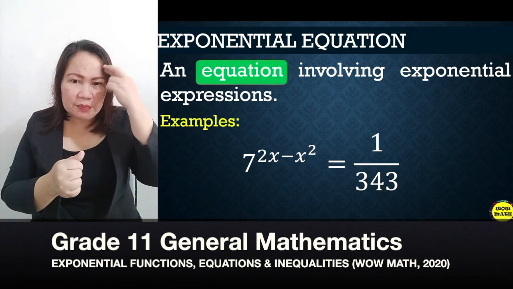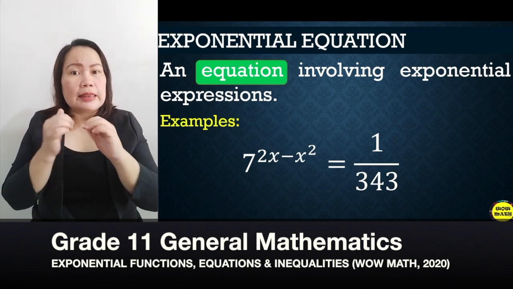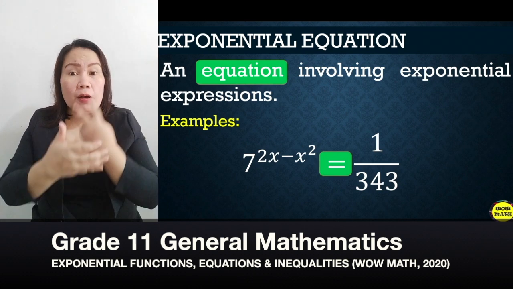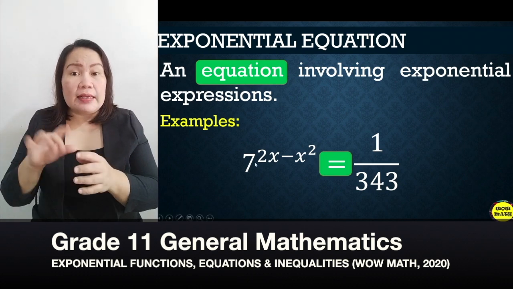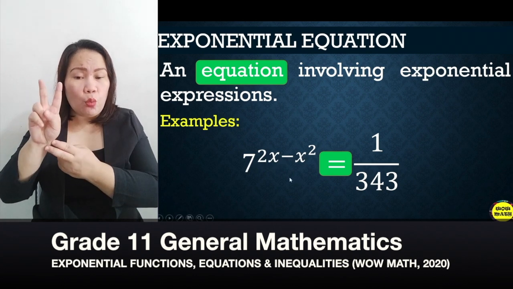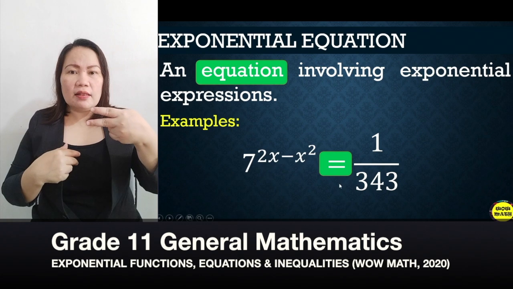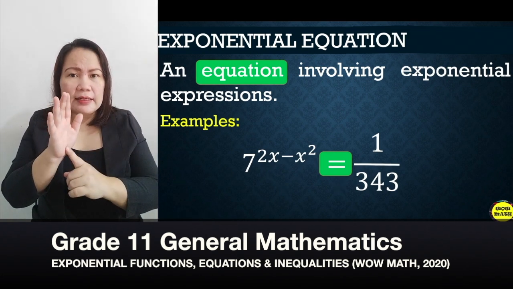So, from the word equation, equal. So, kapag nakita natin yung symbol na to, and then, both expressions natin dito are exponential. So, 7 raised to 2x minus x squared, this is exponential. And then, meron tayong equals dyan. So, yan yung palatandaan nyo na that is exponential equation. Next.